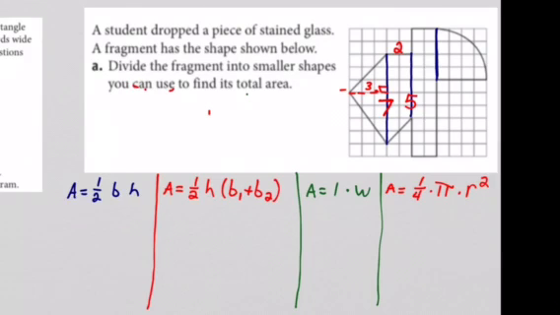Now that we have the measurements for the trapezoid, let's take a look at the figure to the right, which is the long rectangle.